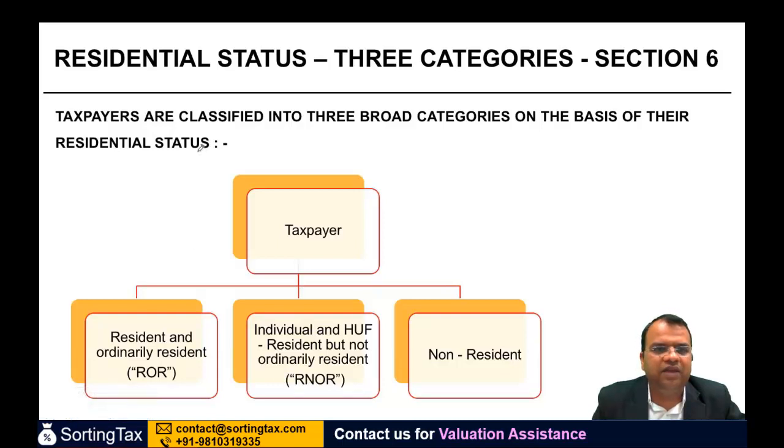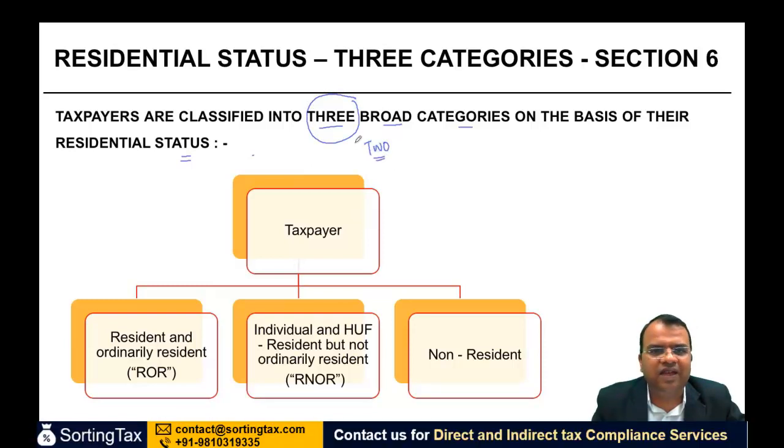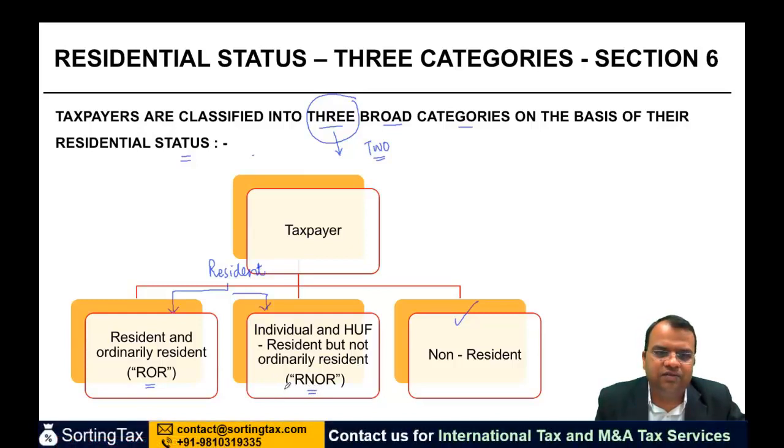Now, like I said, taxpayers are classified into three broad categories on the basis of their residential status. Actually, it could be even two categories, but since their taxation varies between these two categories, we have just put it into three categories. At a higher level, you could either be a resident or you can be a non-resident. A resident could further be divided into resident and ordinary resident, and resident but not ordinary resident.